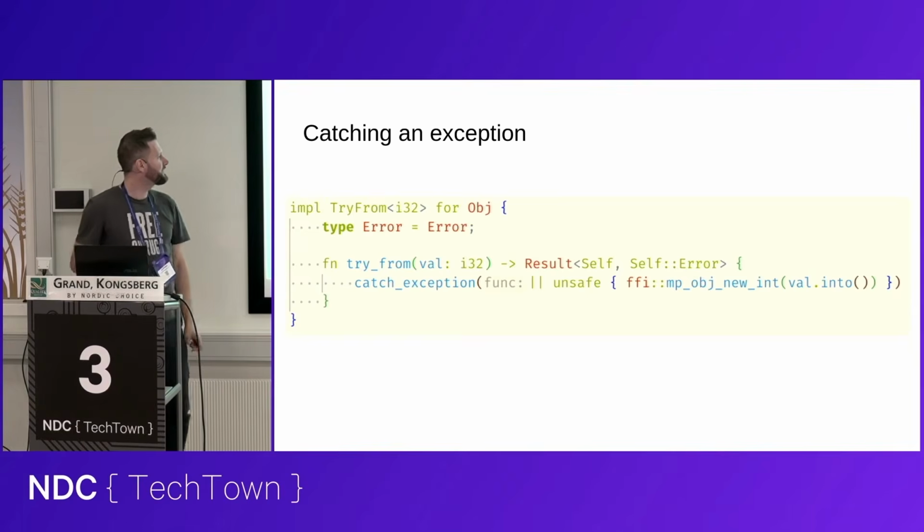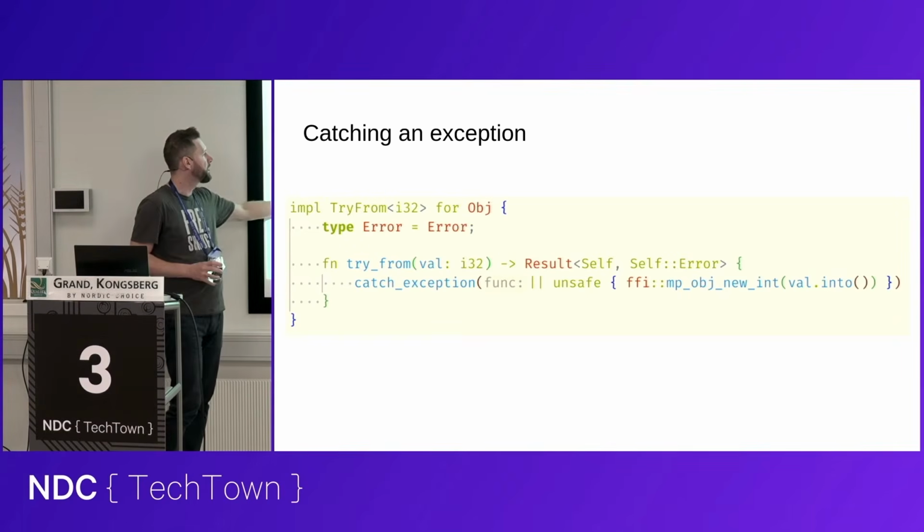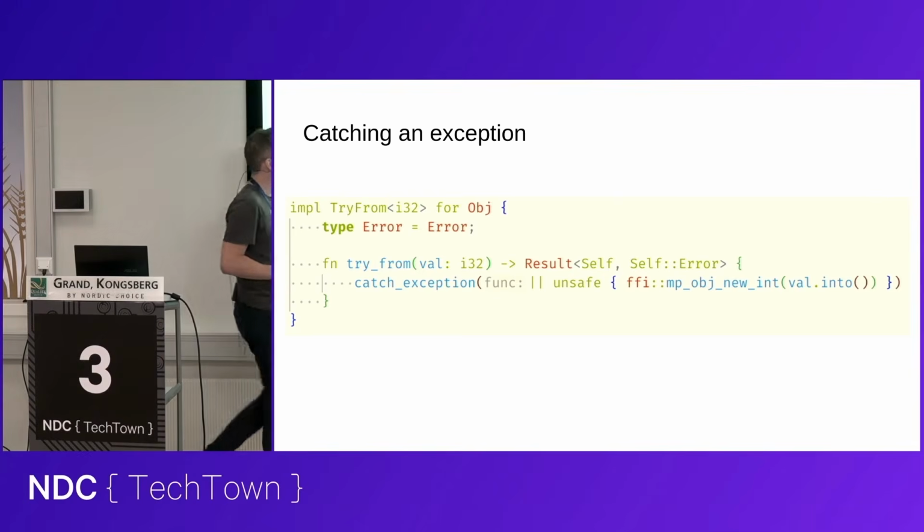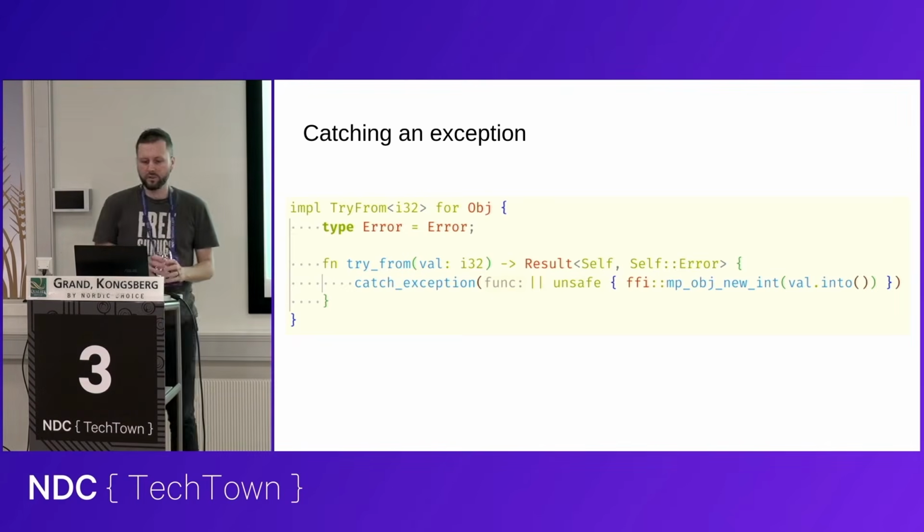Let's look at how it's used. This is the example from before. We call catch exception. We give it an argument, a closure that's calling something that could raise. And the return value is just this result. It's pretty easy, pretty nice.